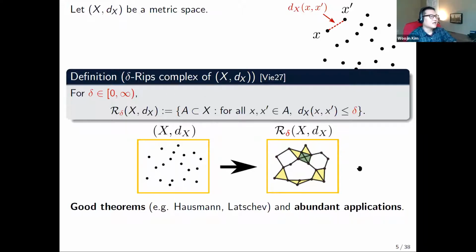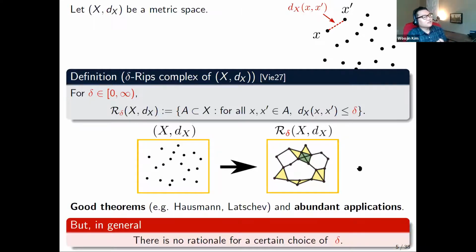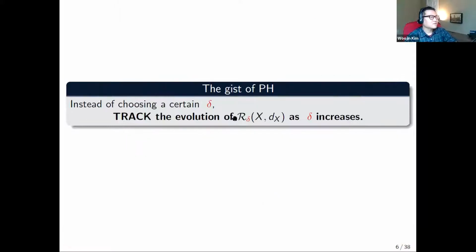So all these are very nice, but note that in general, we do not have any access to the underlying manifold of the sample, even if there is any. So in general, we do not have any good rationale for choosing a certain delta and saying that, oh, this is the structure of the data set. We don't have any good choice for such delta. So here, the main philosophy of persistent homology comes in. Instead of picking a certain delta, why don't we track the evolution of delta-Rips complexes as delta grows from 0?